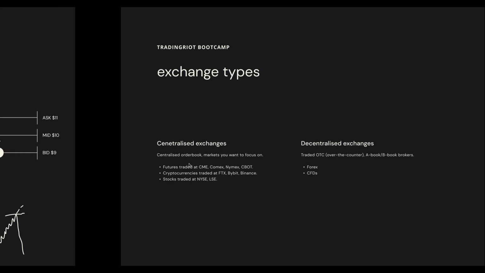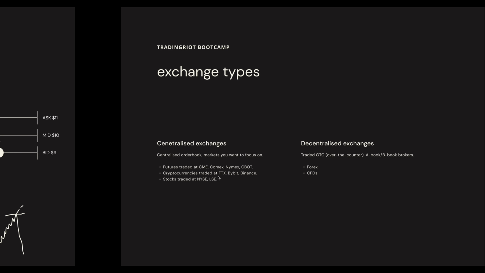The centralized exchanges have public order books. Every order that happens, you can clearly see it. The futures are traded on CME, COMEX, which is trading gold, NYMEX is trading crude oil, CBOT is then trading bonds, but these are just exchanges in the US. You have Eurex, you have ICE, all these different exchanges, but they are all centralized with visible volumes.